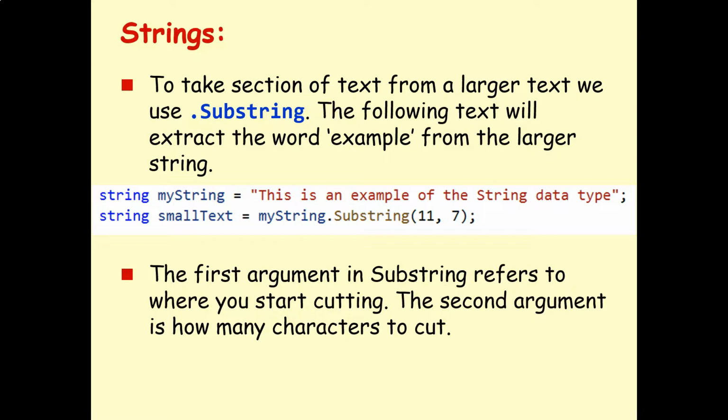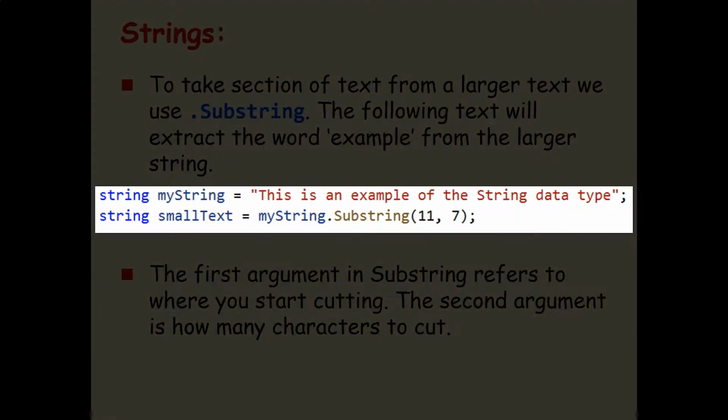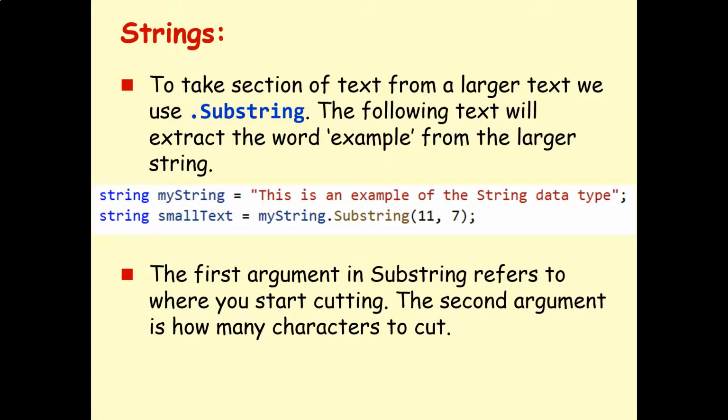To take a section of text from a larger text, we need to use the .substring function. So here, the following text will extract the word example from the larger string. So we have the string, this is an example of the string data type. And if I say myString.Substring 11, 7, it will extract example from that text.